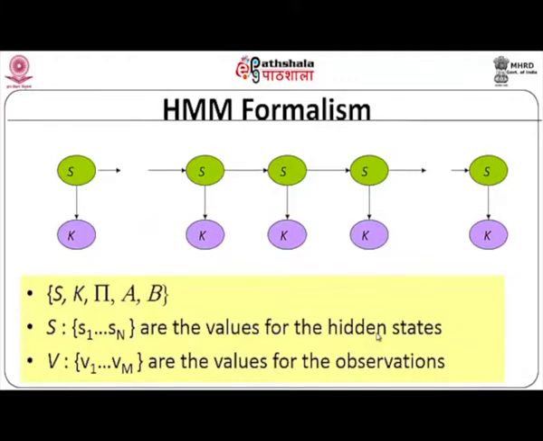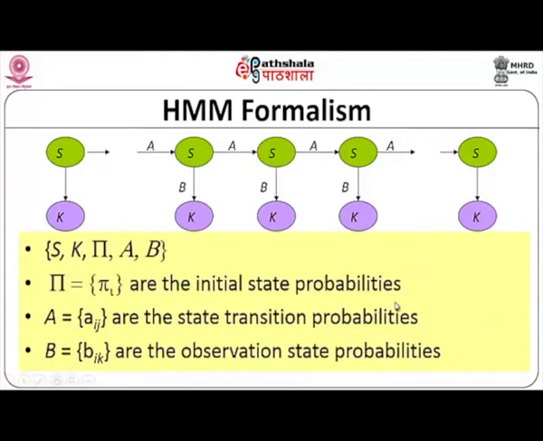S1 to Sn are the values of the hidden states, V1 to Vm are the values of the observation or K or whatever, and then pi, A, B are the three probabilities. Okay. So, we are more bothered about the probabilities. Pi are the initial state probabilities, Aij are the state transition probabilities, and Bik are the observation state probabilities or the emission probabilities as it is called.